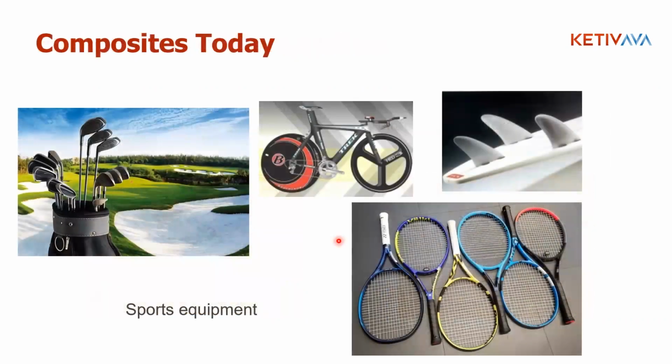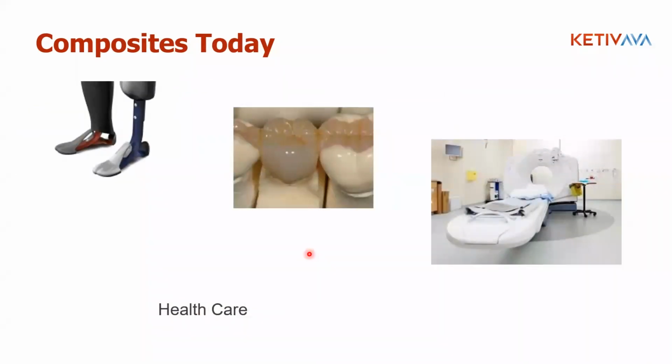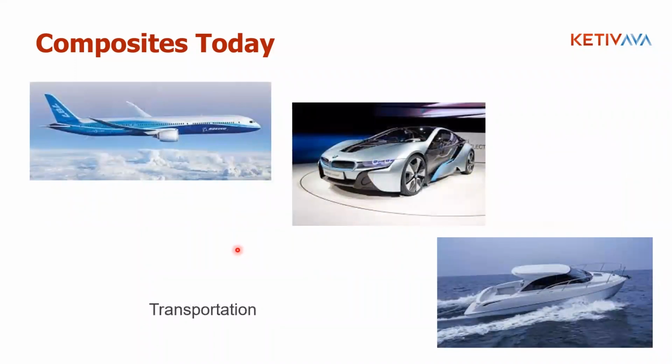But today, composites are everywhere. We have composites being used in sport equipment, consumer products. The laptop that I'm using in front of me here has a lot of composites in it. Swimming pools, healthcare, prosthetics, crowns for your teeth, ceramics, medical equipment, transportation.